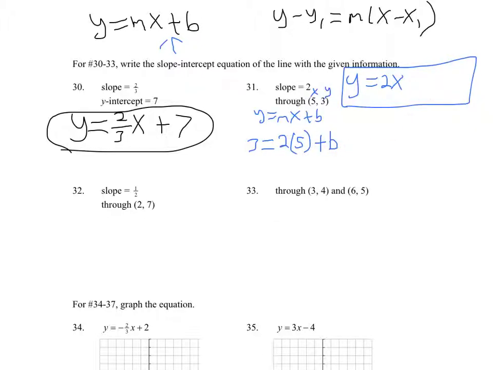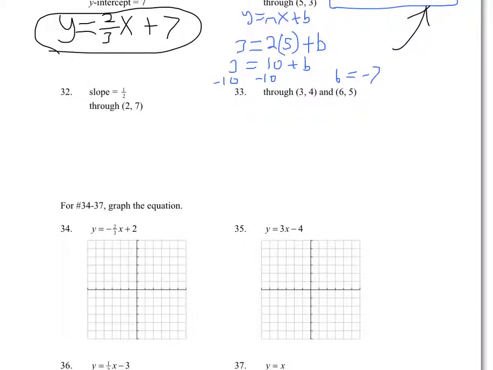So now let's just go ahead and figure out what this equals. 3 equals 10 plus b, and then you want to subtract 10 from both sides, and so b equals negative 7. So my answer is going to be y equals 2x minus 7.